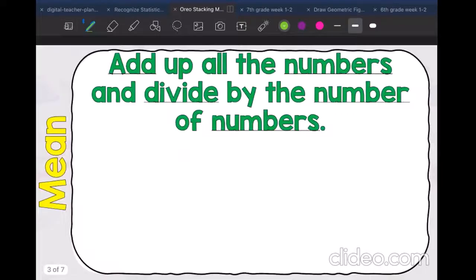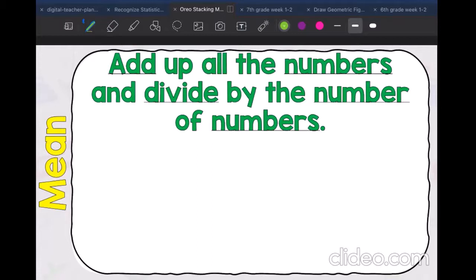The first thing we're going to look at is the mean. The mean is another way to say average. We use average a lot. Like, I'll add up all your test scores to find the average. That would tell me about what the middle of what everyone made.